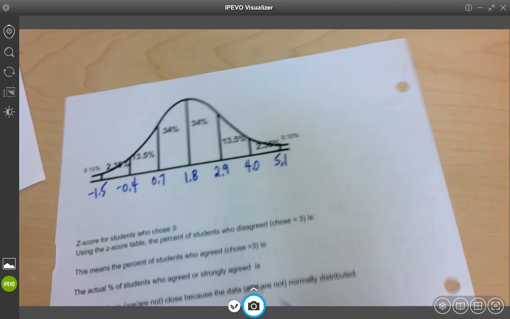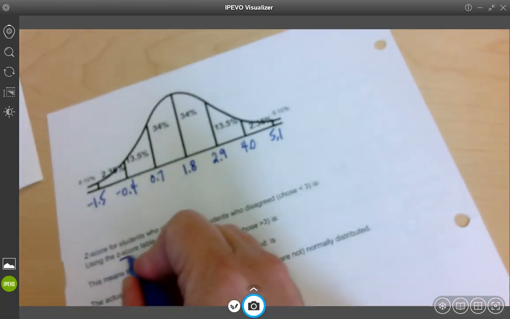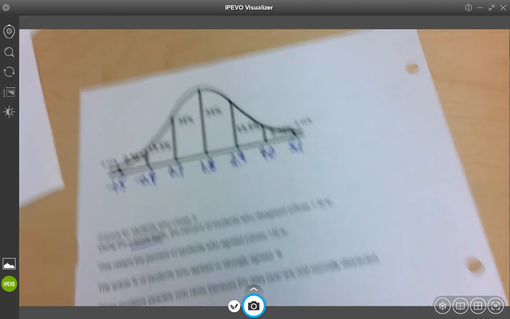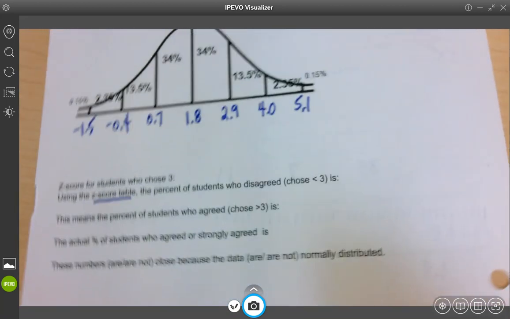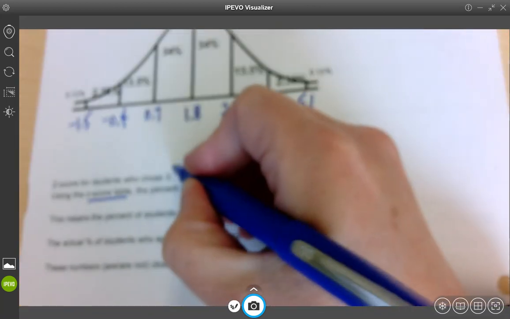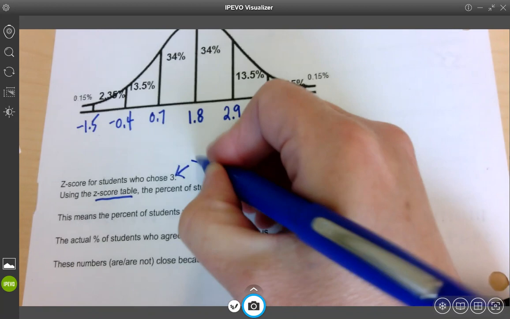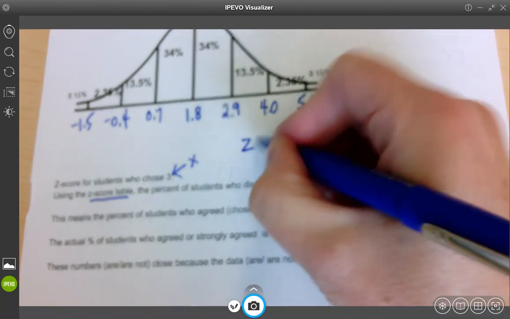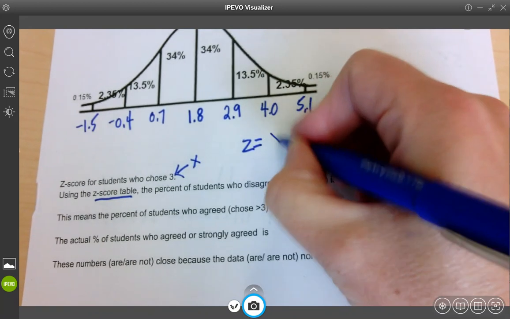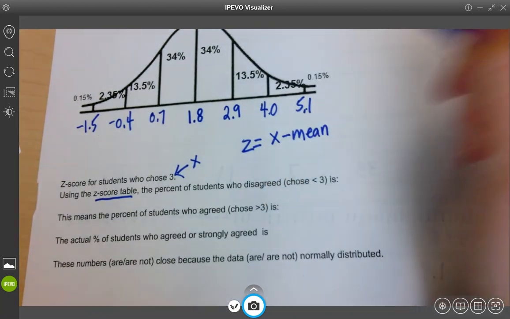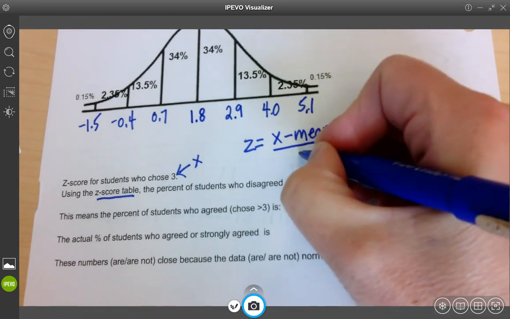And now it says that we're going to need to use a z-score table. But before we use a z-score table, we actually have to find a z-score. So in this case, we're trying to find the z-score for students who chose 3. So that is going to be our x number. Okay? So I want you to remember the z-score formula is x minus mean, over standard deviation.